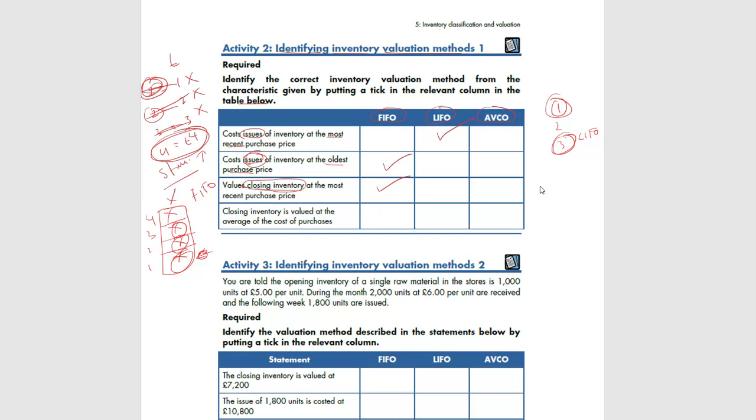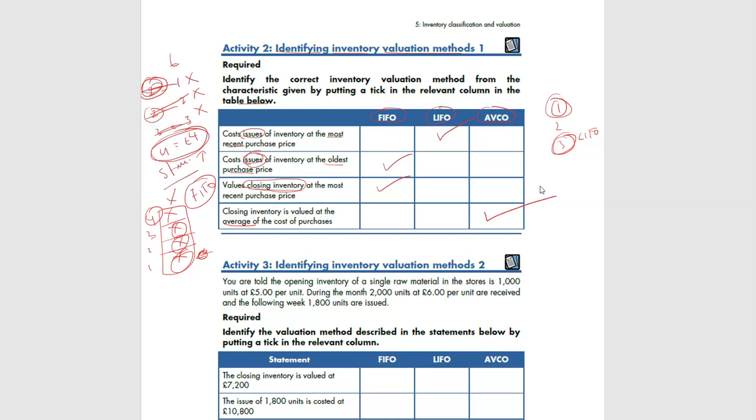That's why they said value closing inventory at the most recent purchase price. So don't mix it up with this thing. One is issue, one is closing inventory value. Then we have closing inventory is valued at the average. Average means AVCO. As soon as you see the word average, this is AVCO. Alright, let's move to the next one. Let's have a look. What is the next one we have?